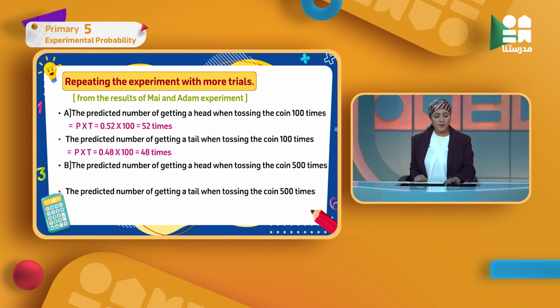Now I will move to the second part, which is the predicted number of getting a head when tossing it 500 times. The same, P times T: it's 0.52 times 500, and the answer is 260 times. And then again, the predicted number of getting a tail, the same, P times T, 0.48 times 500 equals 240 times.